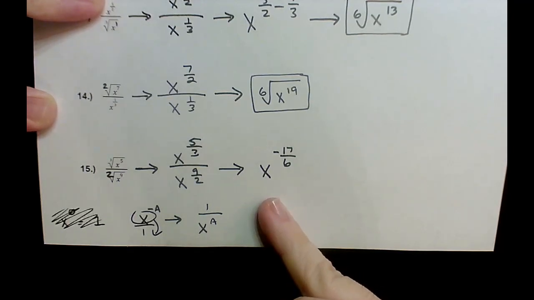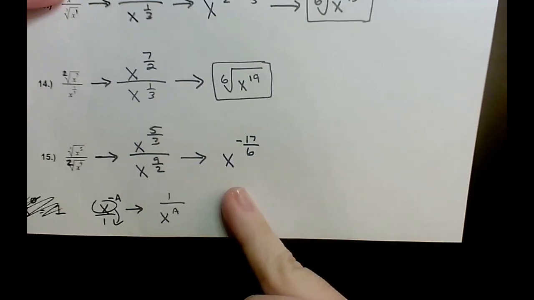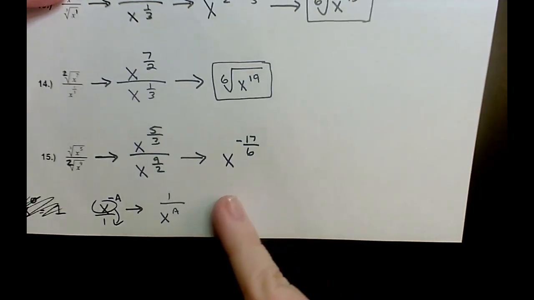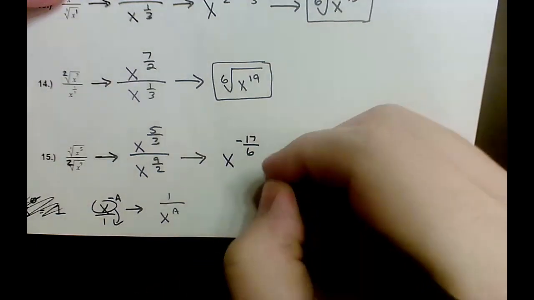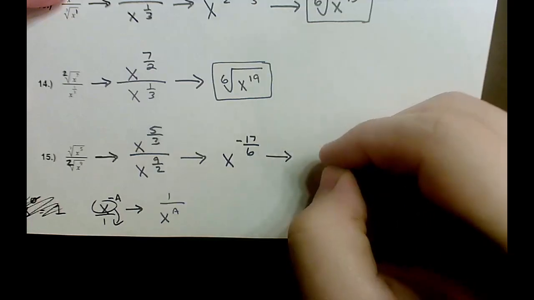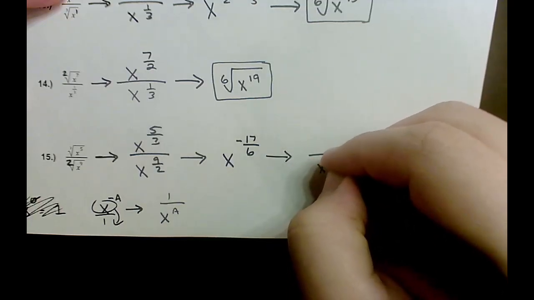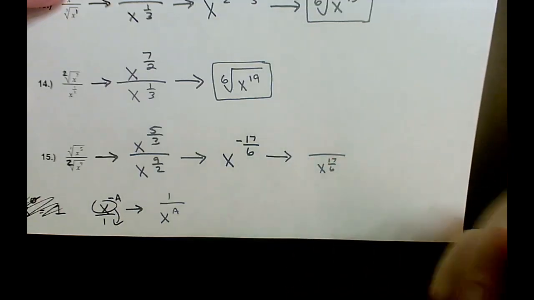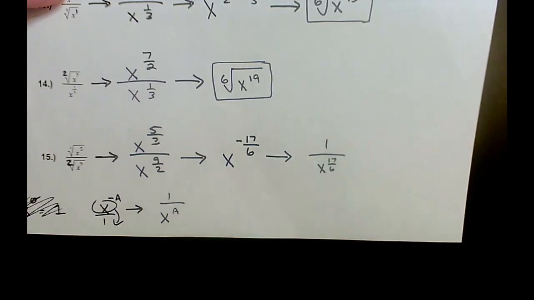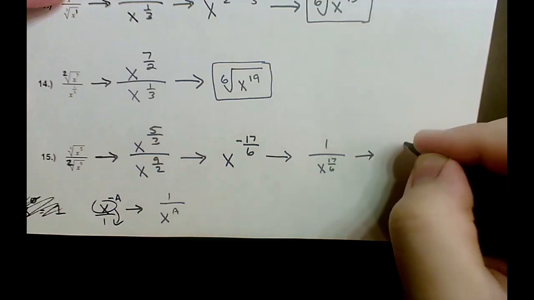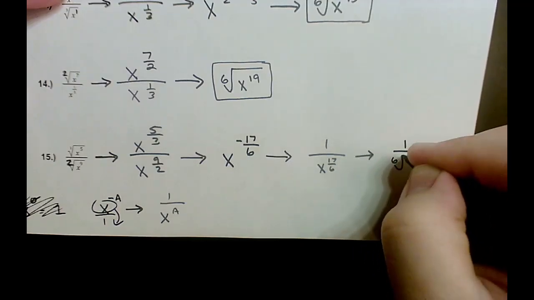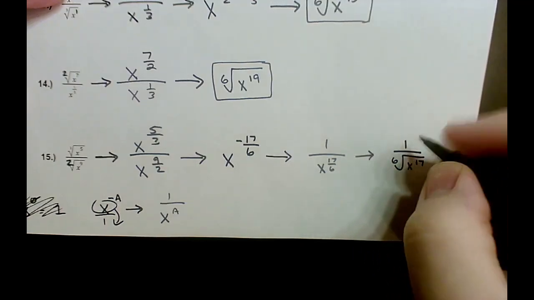None of these others have come out to a negative exponent whenever we subtracted. And I am like 99.999% sure that your assignment after this won't either. But I just want to go ahead and show it to you. So this one would become x to the 17 over 6 positive on the bottom of a fraction with a 1 on the top. And then we can rewrite it as 1 over the 6th root of x to the 17th power.